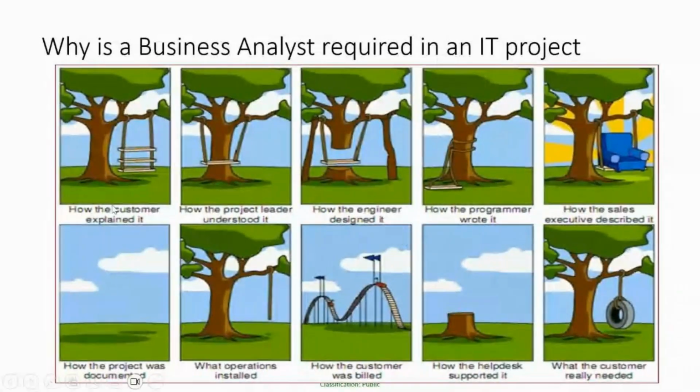Okay, if this is how the customer explained what he wants, then look at how the project leader understood it. He understood it in a different way, and then from there on, the way the project leader understood and explained it to the engineer, and how the engineer designed, there's a difference, so on and so forth. So finally, the end product, what the customer actually needed and what the customer actually explained, also there's a huge difference.